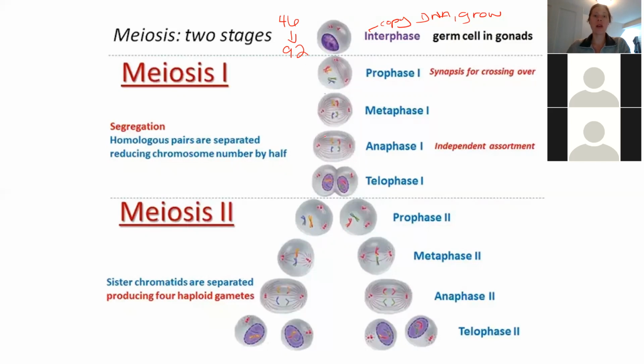So in meiosis, we're going to go through 2 divisions. By the end of the first division, we're going to be back to 46 chromosomes. By the end of the second division, we're going to be halved at 23 chromosomes per cell. But we've got 4 cells that we make. So 4 times 23 gets us back to that 92 that we started with. There's a couple really important events that happen here.